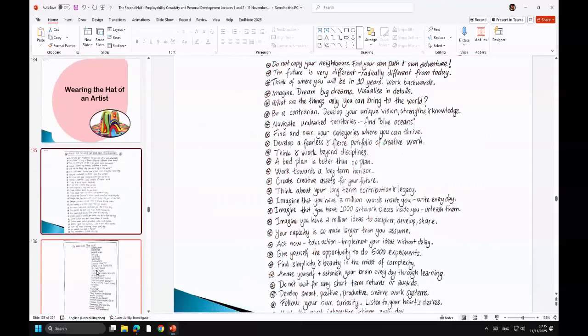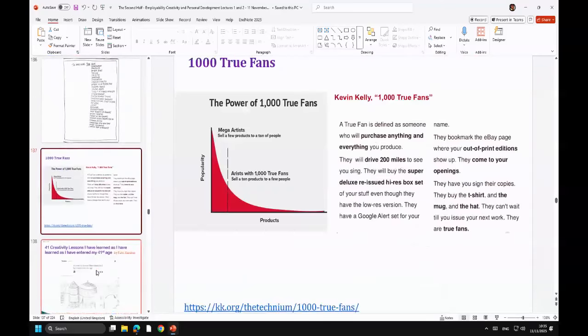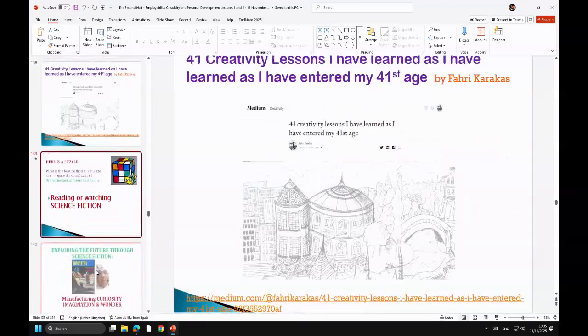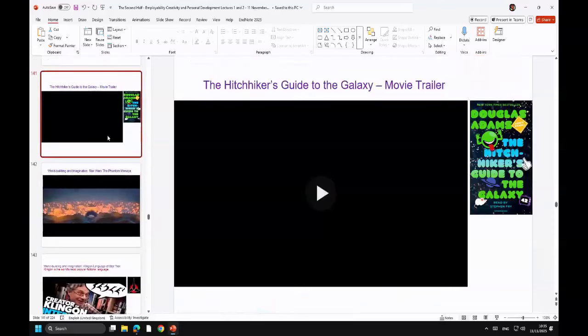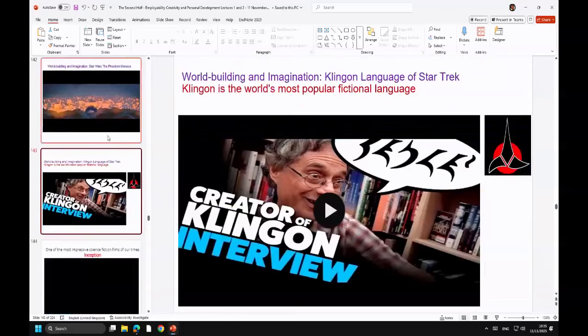And there are slides about artist hats. Have a look at them. How do you wear artist hats? The best way is reading or watching science fiction. Okay, you can manufacture curiosity. So I included some science fiction movies here. Have a look at them.